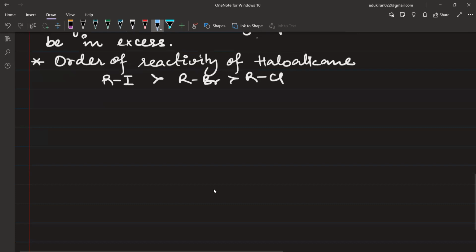After this, write the third method of preparation. Reduction of nitriles.